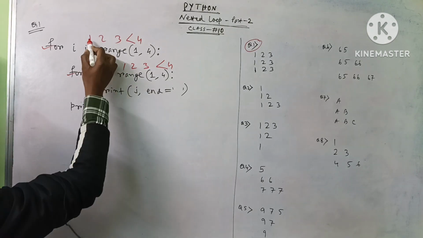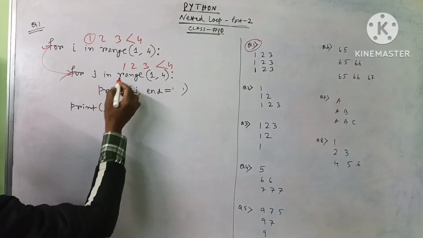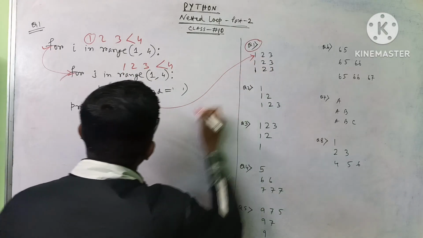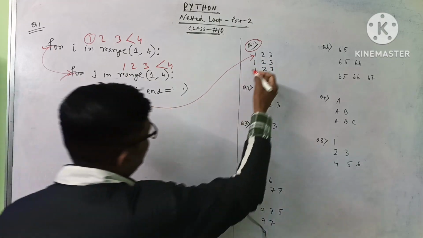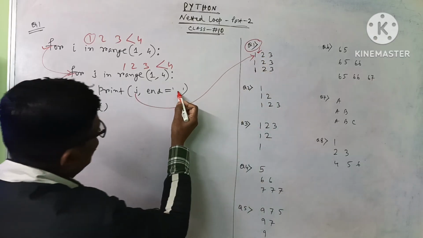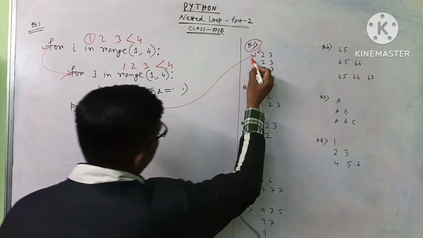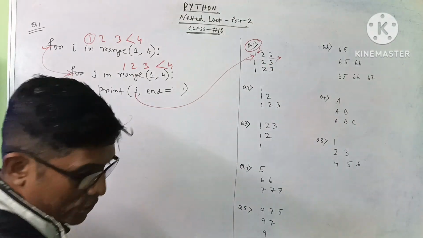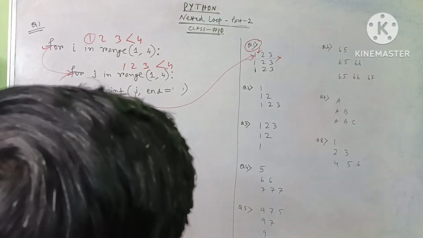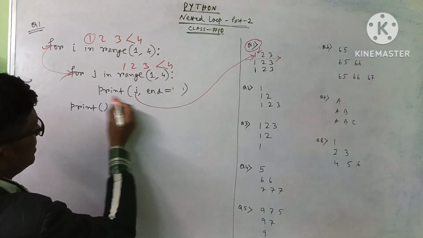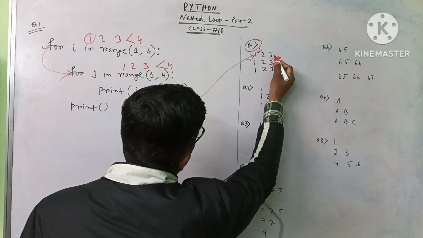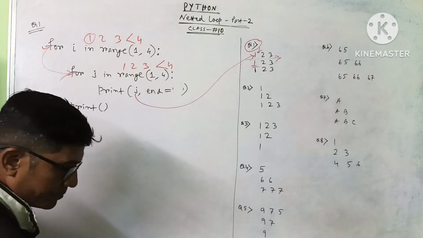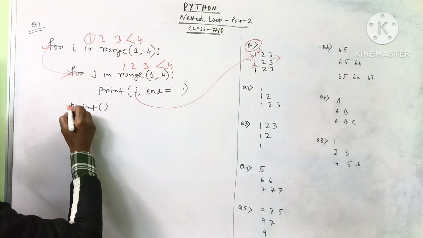Now see, this is 1. Coming inside, this is J: 1, 2, 3. J's first value is 1, so this 1 will be printed. End equal to space means there is a blank, and because of this end equal to, it will print side by side. After printing this, as I explained last time, the cursor is here. This line will help you bring the cursor down. In this way, you will go back again.